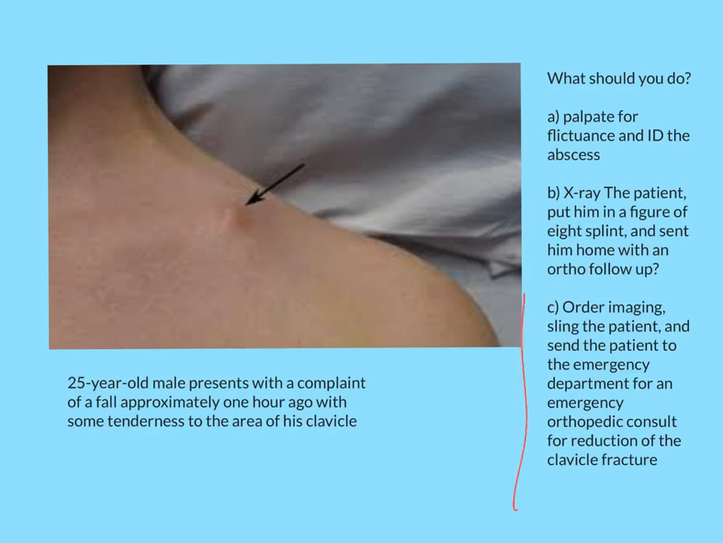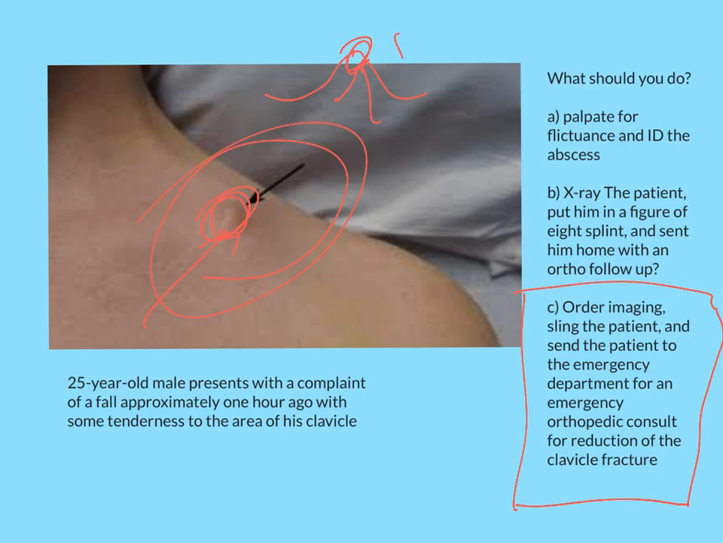And the answer is order imaging, sling the patient, and send the patient to the emergency department for an emergency orthopedic consult for reduction of the clavicular fracture. And the reason is there's tenting over the skin, and even though it may not seem like a significant amount, the fact is this little area over here right now, if you were to look at it sideways, there is a piece of bone pressing on the skin. And this area right over here under the skin is going to have decreased capillary refill.